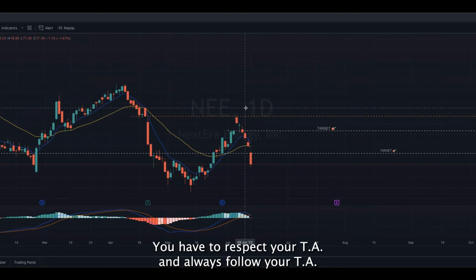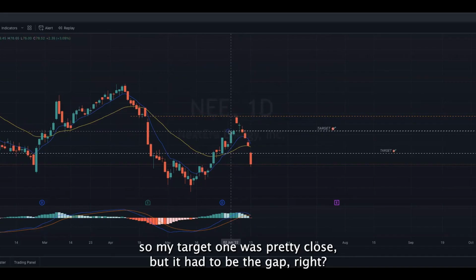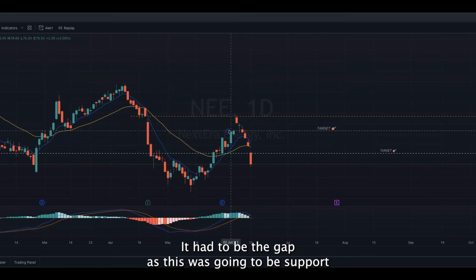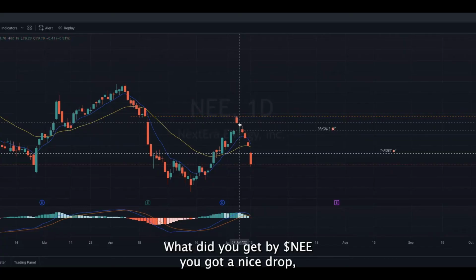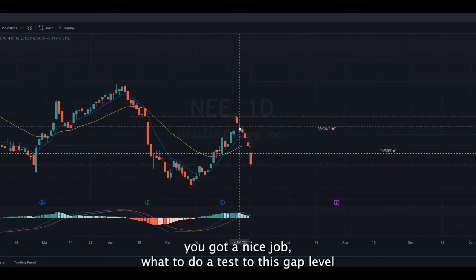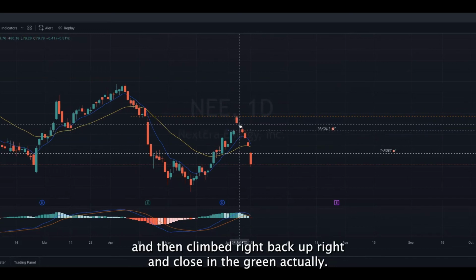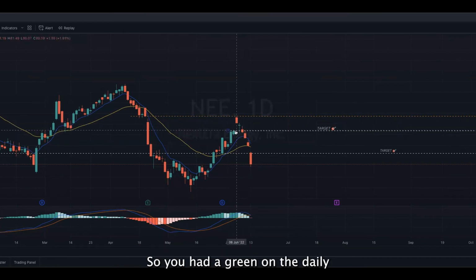You have to respect your TA and always follow your TA. So my target one was pretty close, but it had to be the gap, right? It had to be the gap, as this was going to be support. Next day, what'd you get on NEE? You got a nice drop. What did it do? It tested this gap level and climbed right back up, right? And closed in the green, actually. So you had a green on the daily, bounced off the gap, filled it, closed.